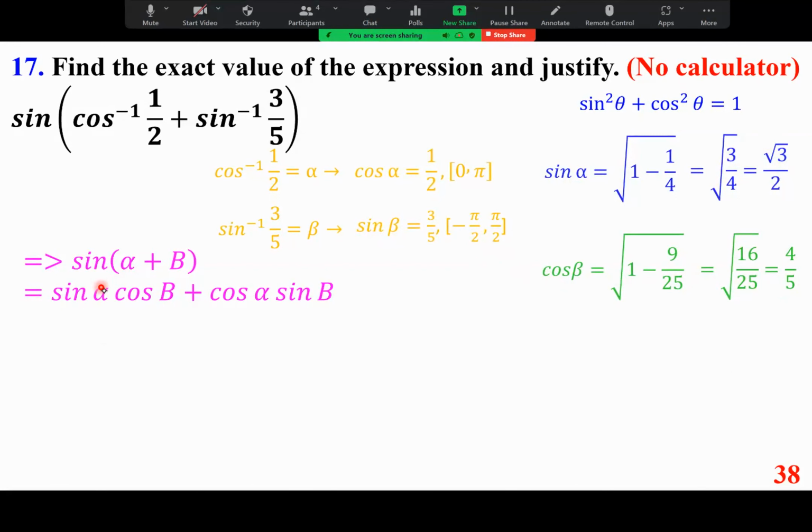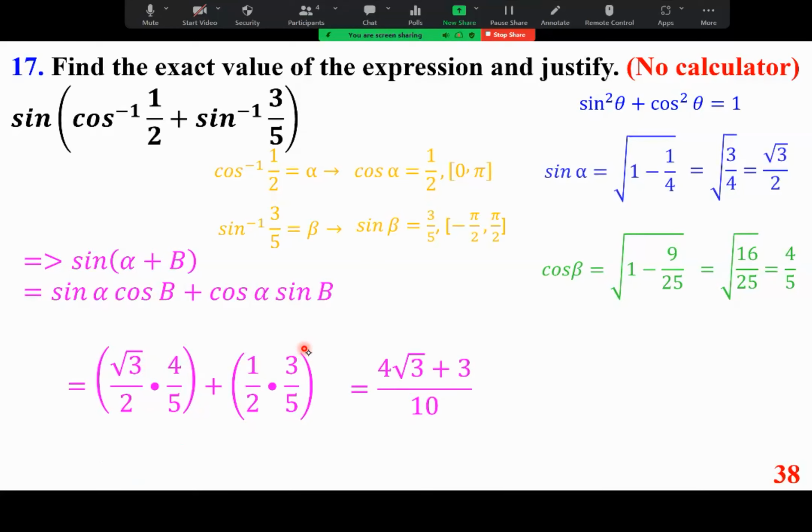Square root of 3 over 2 times cosine beta, which is 4/5, plus cosine alpha, which is 1/2, times sine beta, which is 3/5. Both of them have the denominator of 10. This has 4 square root of 3. This has 3. We put them at top, and this is an exact answer, class.